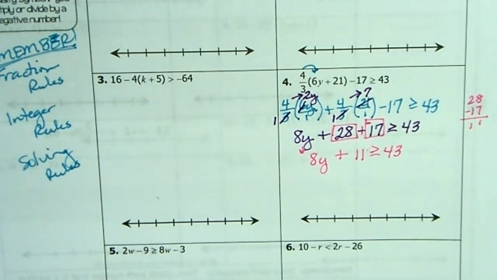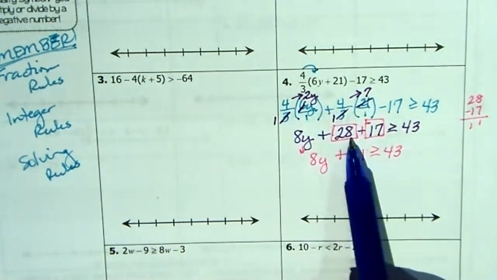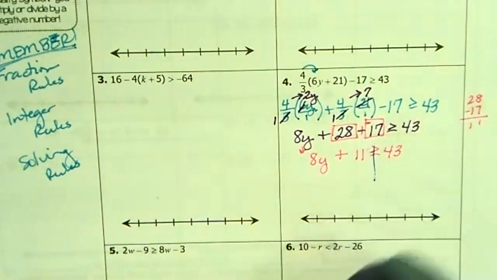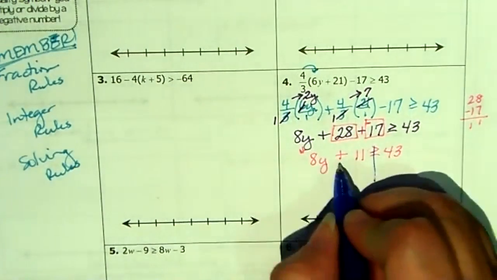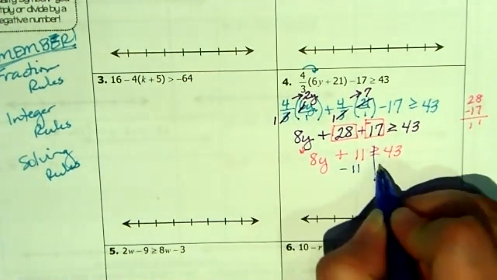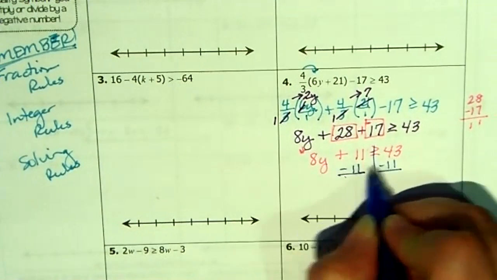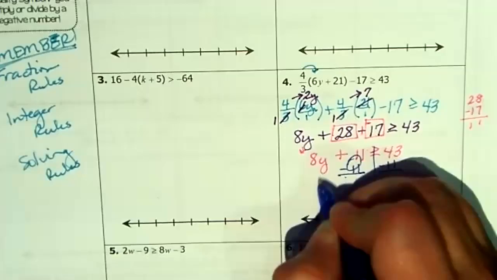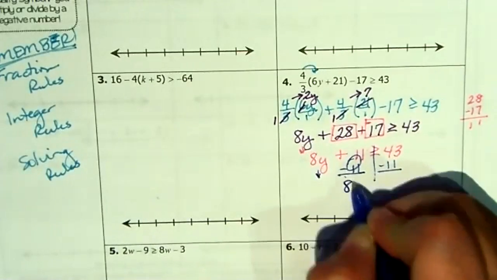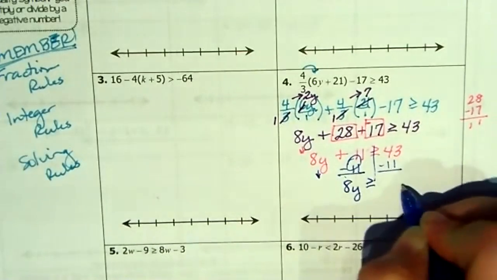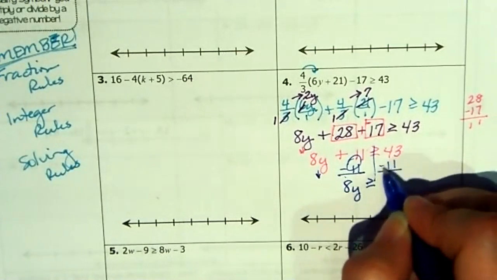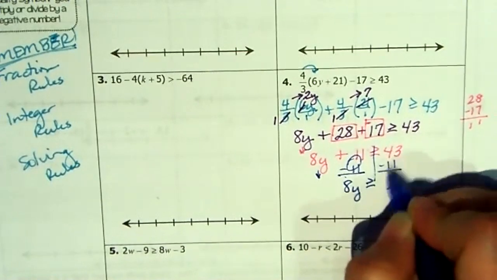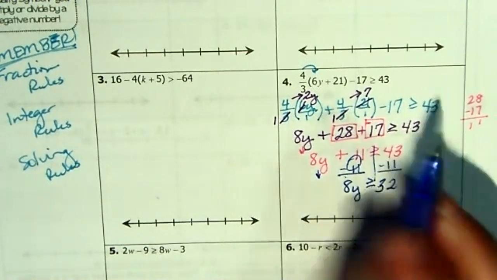And now I'm solving. So I did fraction rules, then I did integer rules, and now I'm doing solving rules. Remember we have to do the opposite to go over the equation wall. This is plus 11, so I'm going to subtract 11 from both sides. This zeros out. It's a zero pair. So now I have 8y is greater than or equal to, and I'm subtracting. These are doing battle. Again, integer rules, the positives are winning. 3 minus 1 is 2. 4 minus 1 is 3, so I end up with 32.